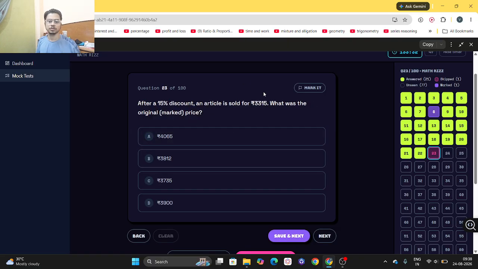After a 15% discount, an article is sold for 3315. What was the original marked price? After a 15 by 100 discount, an article was sold for 3315. SP becomes 3315. So CP into 85 by 100 will be equal to 3315, and CP will be equal to 3315 into 100 upon 85.